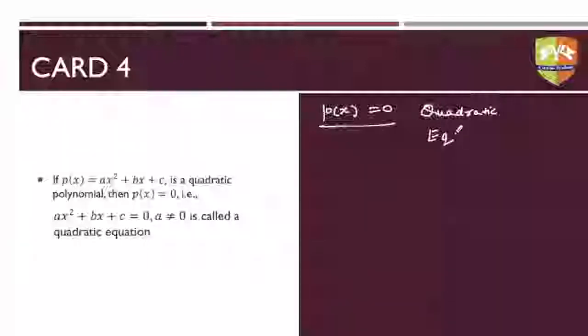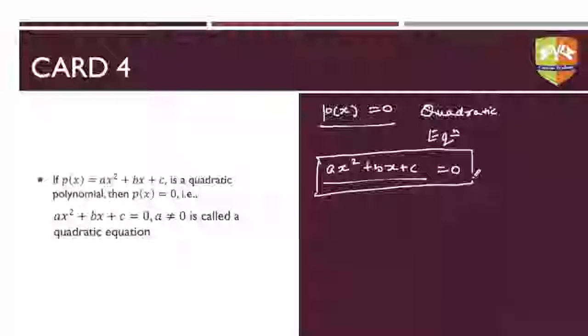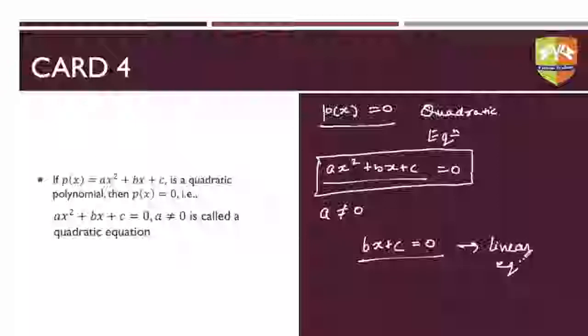So the quadratic equation definition is: there is a polynomial which is ax² + bx + c. If you equate it to 0, or for that matter any other number, and then express it in the form ax² + bx + c = 0, then it is a quadratic equation. Mind you, a cannot be 0. Why? If a becomes 0, then it is reduced to bx + c = 0, which is nothing but a linear equation in one variable.